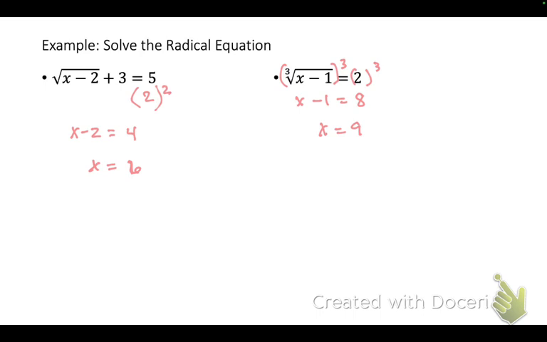Everything we cannot square, cube, take it to the 4th, the 28th until it's all alone. That's the biggest thing to remember. Until the radical is all alone, you can't do the inverse operation.